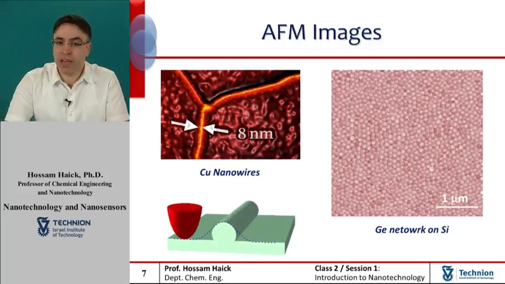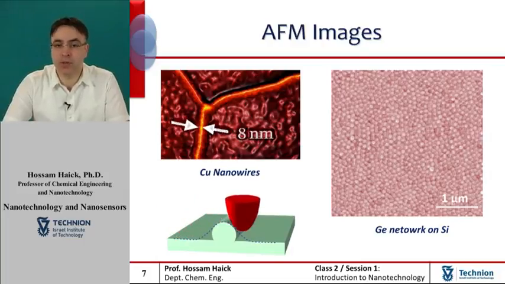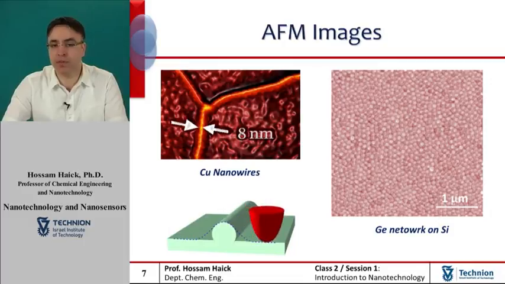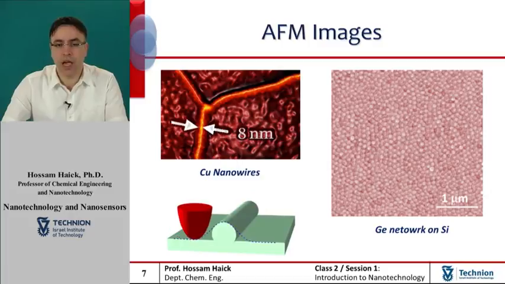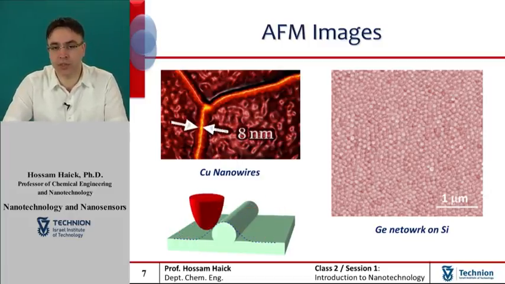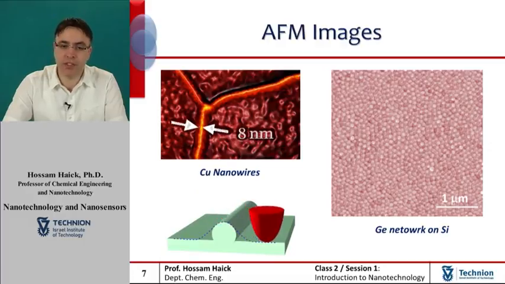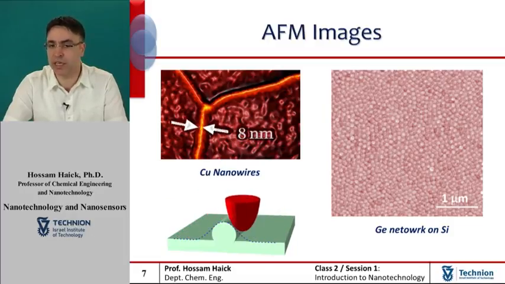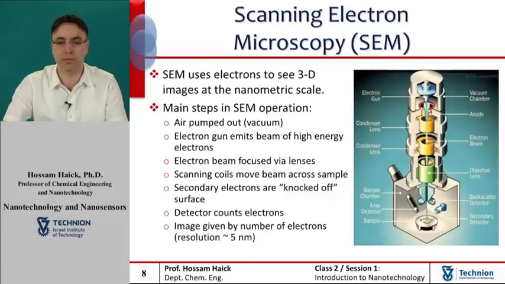One example of an AFM image for nanoscale materials can be seen in the uplift image of a copper wire that has a Y shape. A round shape and a line diameter of 8 nanometers can be easily observed in this image. Another example is the AFM image of a germanium network on a silicon substrate. As seen in the image, the size of the islands as well as the separation between adjacent islands is clearly observed, indicating the high resolution of the AFM.